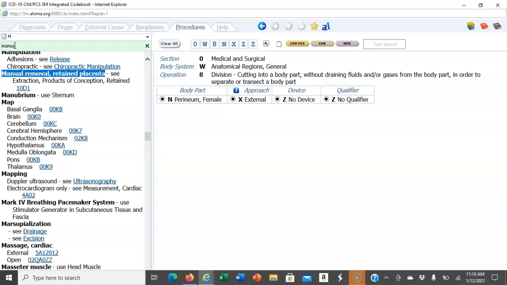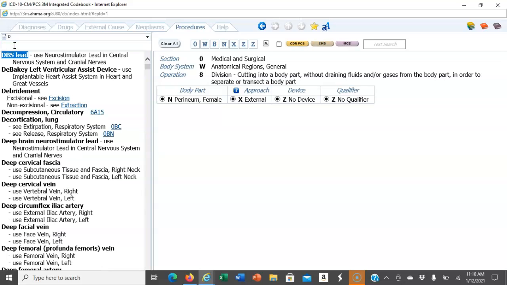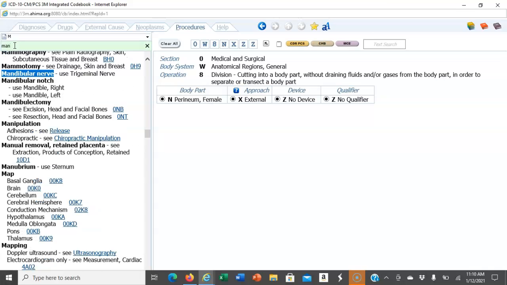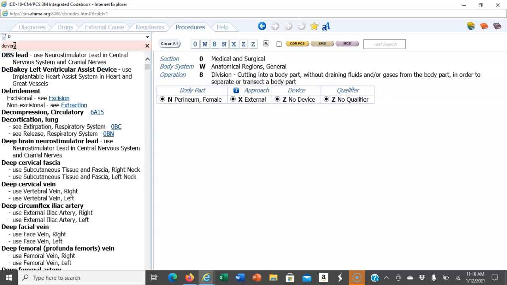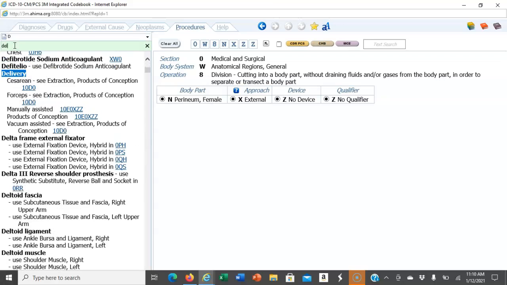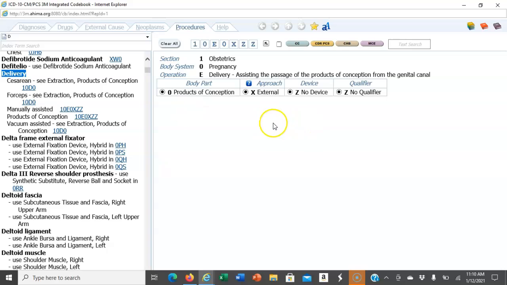And then I tried to look up manually assisted delivery, but we won't find it there. Delivery, manually assisted. 10E0XZZ. And again, that is not going to change. So if you want to write that down, anytime you have a manually assisted delivery, you can assign that. And those are the codes that we use for this example. Let's look at the next example.